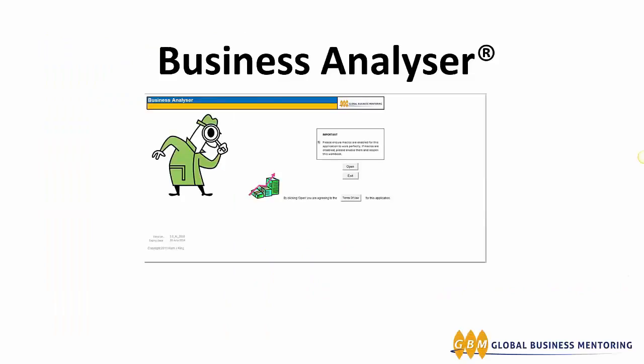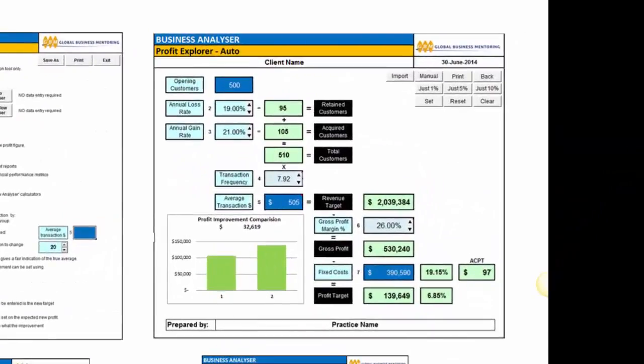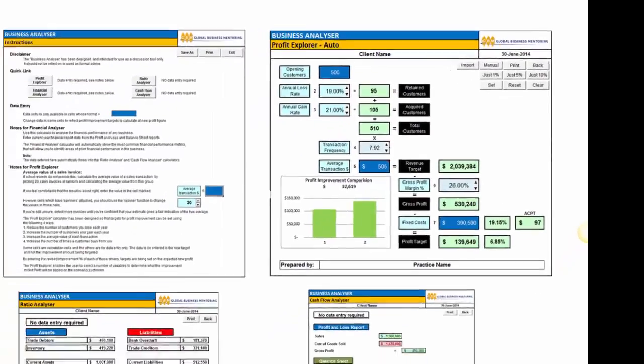Today we're looking at Business Analyzer software, and Business Analyzer is used to develop profit improvement and financial management strategies for small business, and used by accountants in public practice and accountants who are CFOs in their particular businesses. These are the elements contained within Business Analyzer, and today we're going to be looking at Profit Explorer.